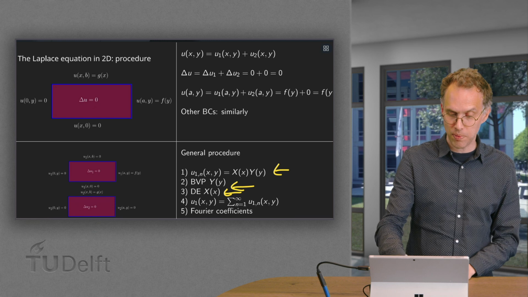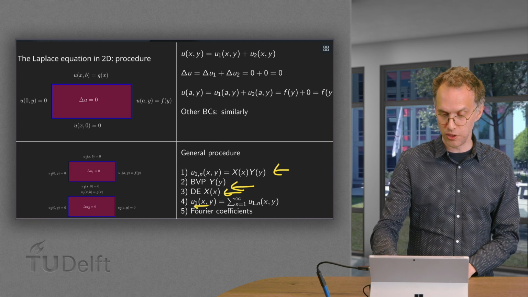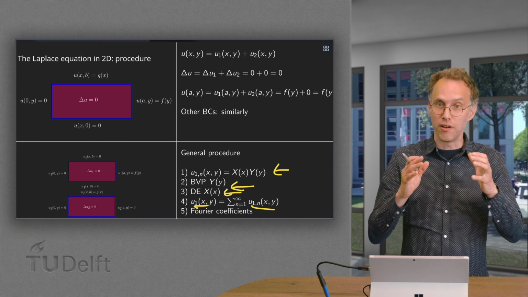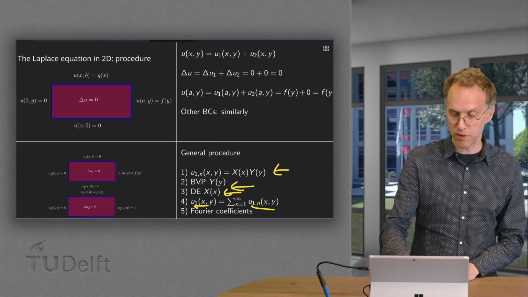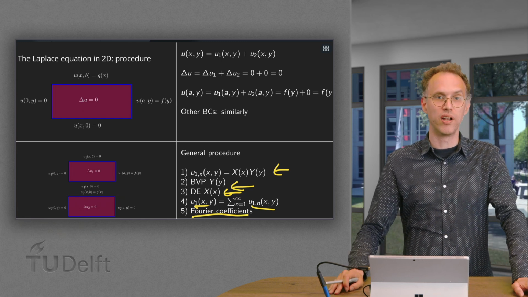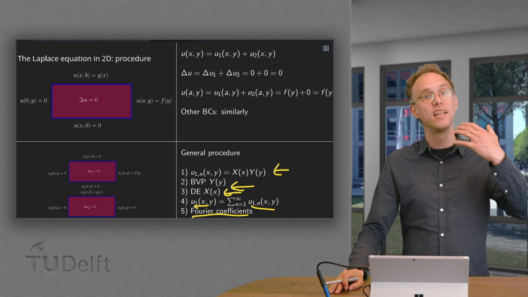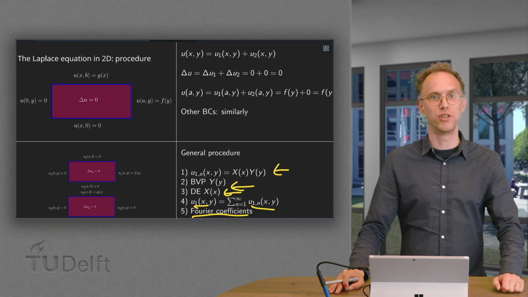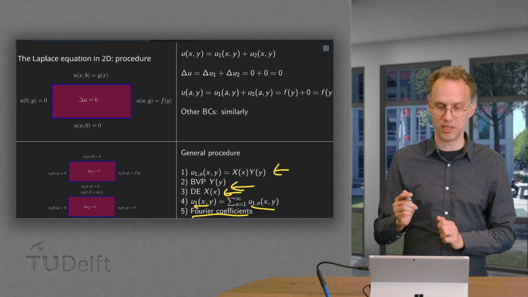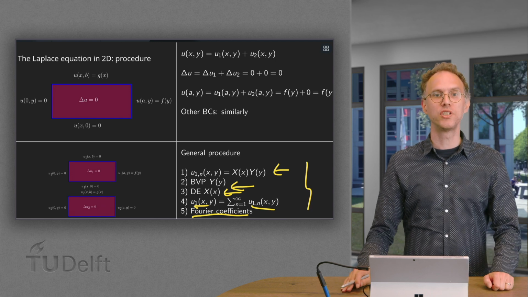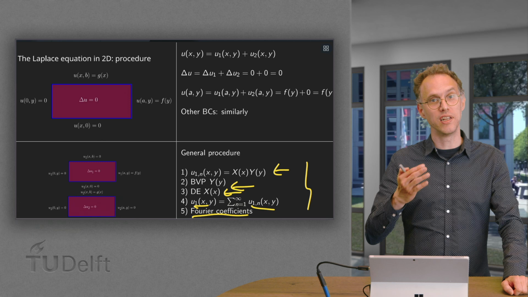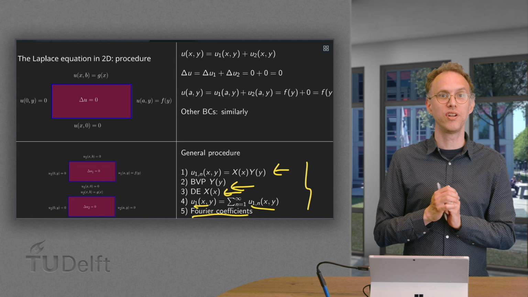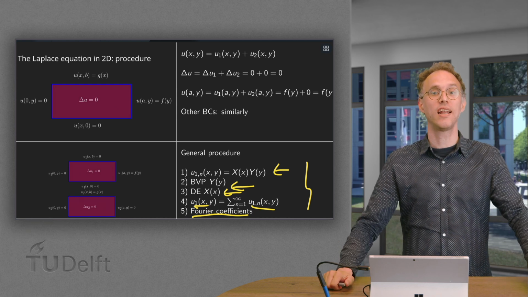Then we can expand our u1 of x and y in terms of the u1,n's of x and y with Fourier coefficients. And then finally we use the final boundary condition to determine the Fourier coefficients of our u1 of x and y. Then we have u1 of x and y, and we are halfway. We do the same procedure for u2 of x and y, and then we have our total solution. And as you see, this whole procedure is very, very similar to what we did in the heat equation and in the wave equation. So in the next video, we'll go through all of this in an explicit example.